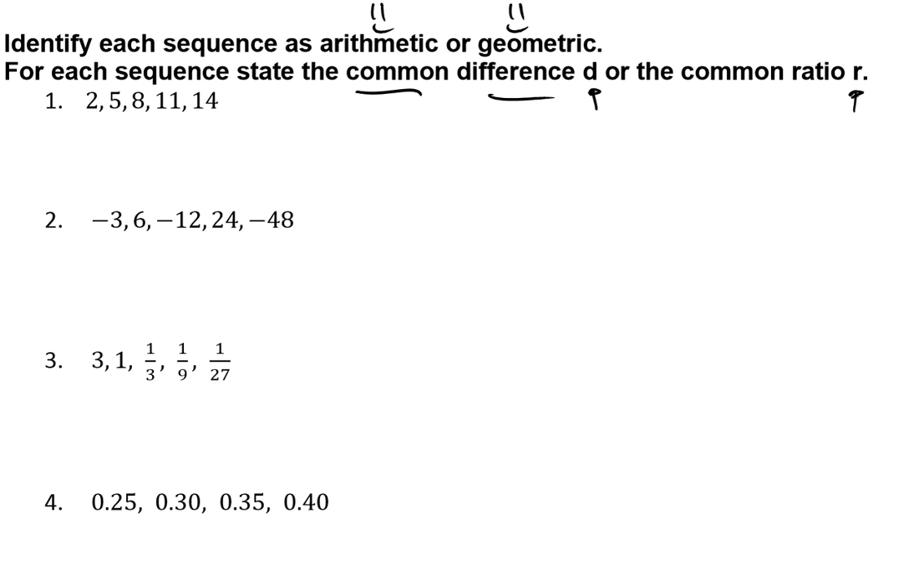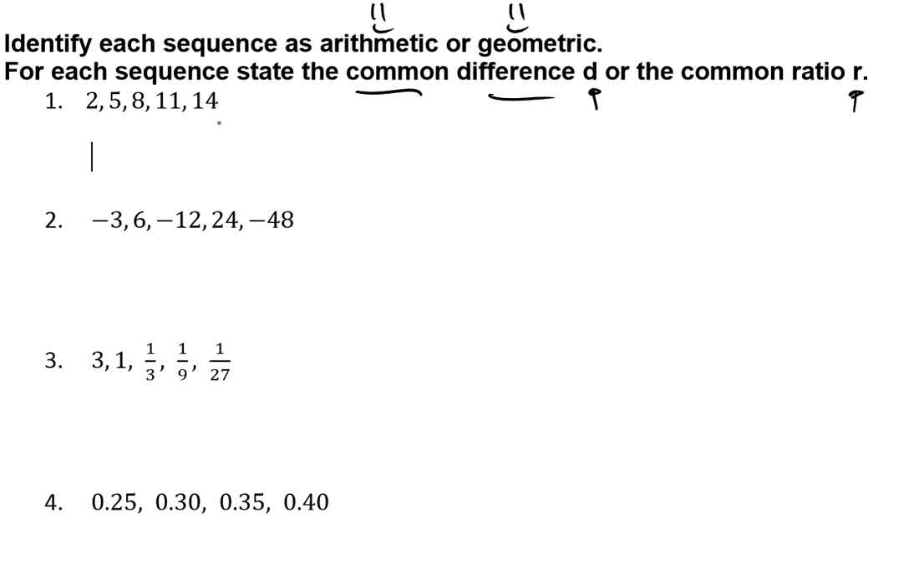For this first one, it's going to be one or the other. So I'm going to take the 14 and subtract 11, and that's a difference of 3. 11 minus 8 is a difference of 3. 8 minus 5 has a difference of 3, and 5 minus 2 is a difference of 3. So every single one of these is increasing by 3.